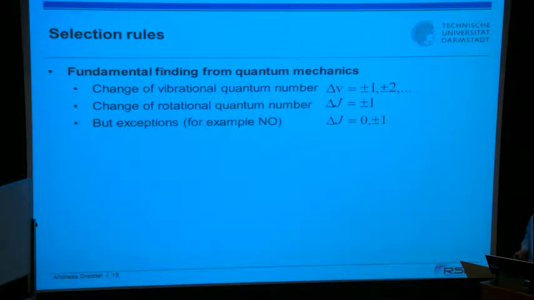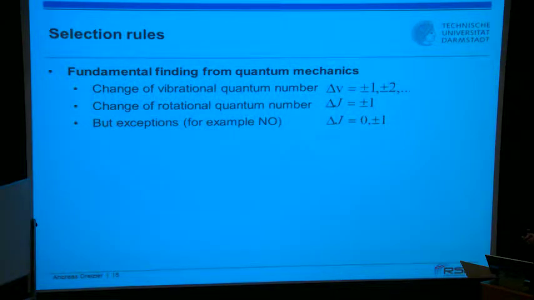So first of all, before we can discuss this spectrum, you have to be aware, without any proof here, that we do have so-called selection rules. They come from quantum mechanics, and they give you information about the allowed transitions.